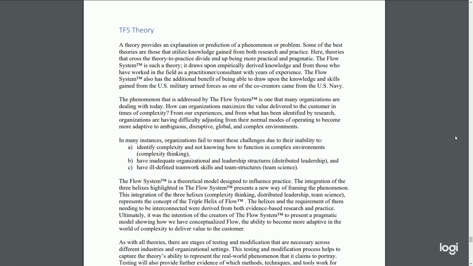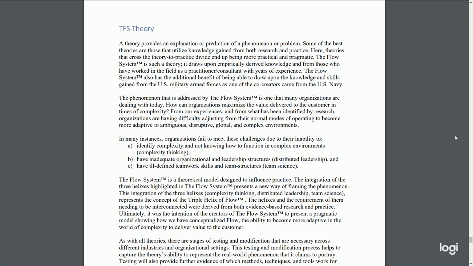TFS Theory. A theory provides an explanation or prediction of phenomenon or problem. Some of the best theories are those that utilize knowledge gained from both research and practice. Here, theories that cross the theory to practice divide end up being more practical and pragmatic. The flow system is such a theory. It draws upon empirically derived knowledge and from those who have worked in the field as a practitioner or consultant with years of experience. The flow system also has the additional benefit of being able to draw upon the knowledge and skills gained from the U.S.